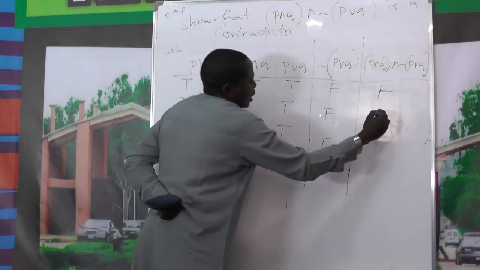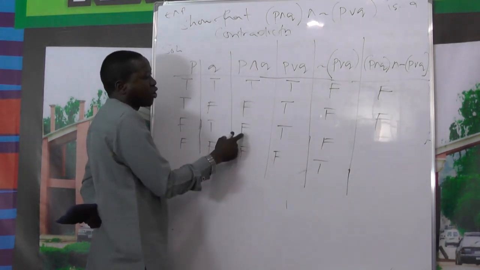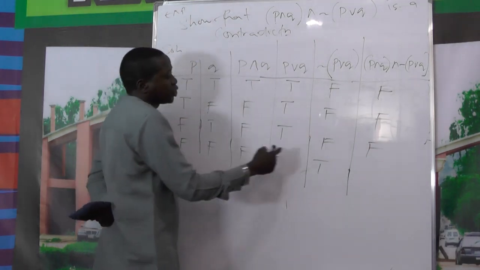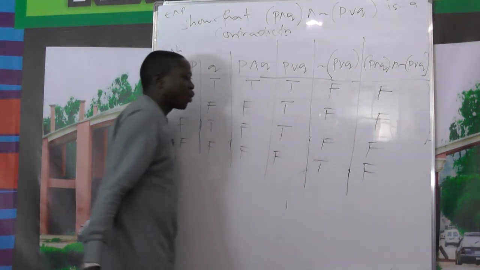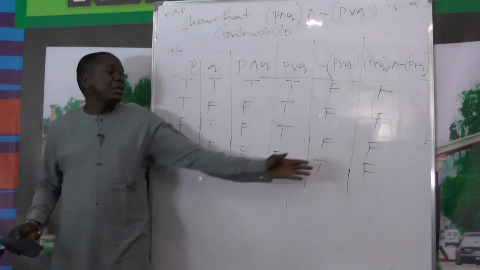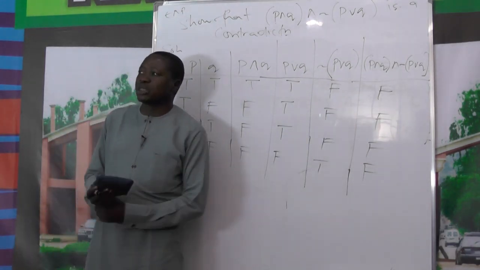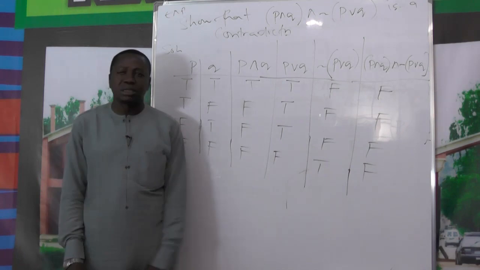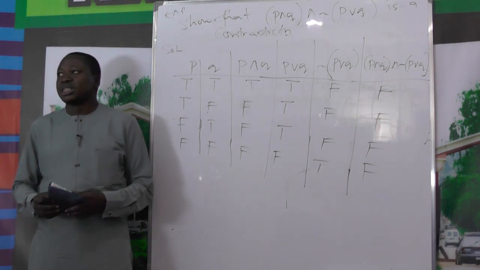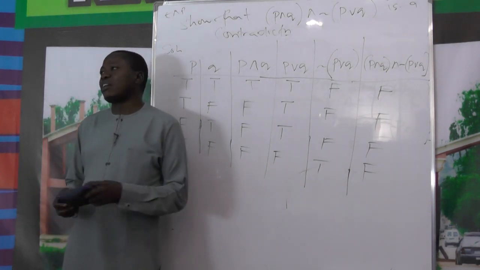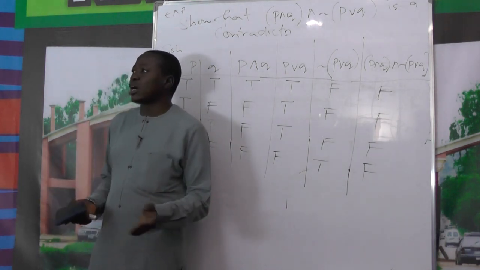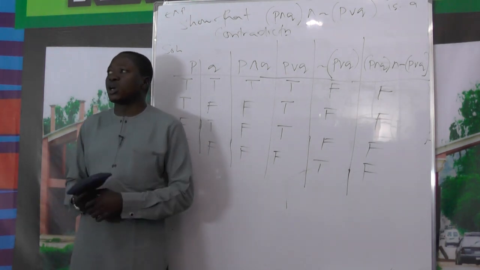False and false. Here is also false. False and false. Here is also false. False and true. Here is also false. So what do we have at the end? Everything here is what? False, false, false, false. So it means we are having what? A contradiction statement. So now that is all about contradiction. The next one, we are having laws of algebra of proposition. We are having many laws. So this now leads us to what we call arguments.